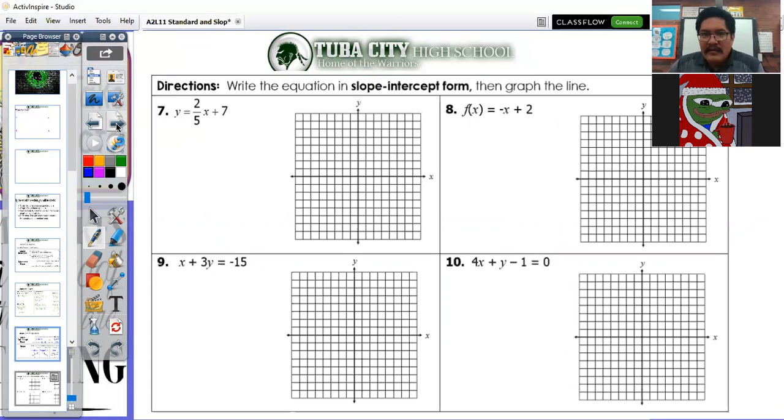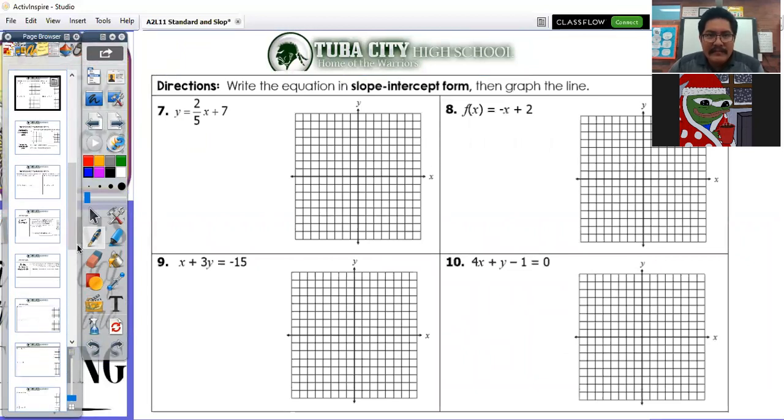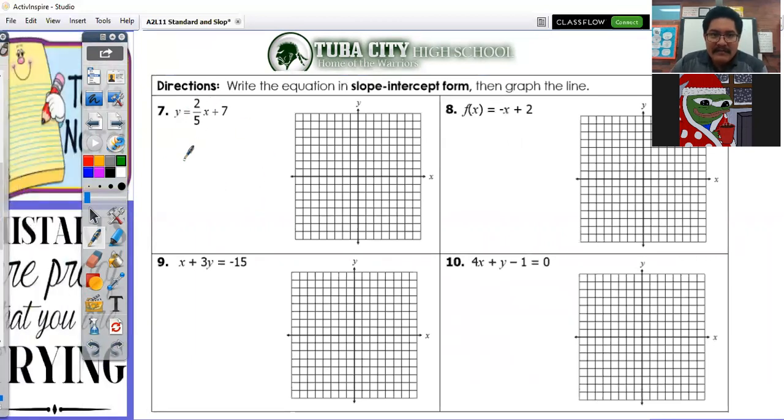Okay, so here it's asking us to put the equation in slope-intercept form and then graph it. This one's already there, we don't need to worry about anything else. It's already in y equals mx plus b. Y equals mx plus b, or yesterday I made excellent breakfast.